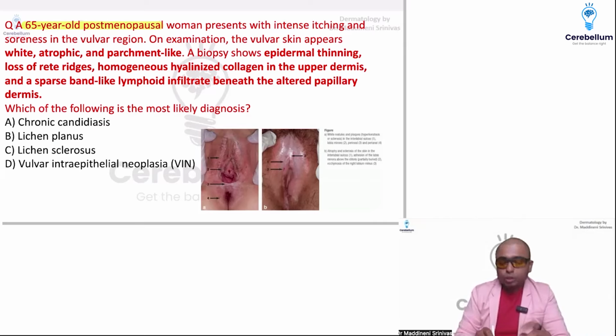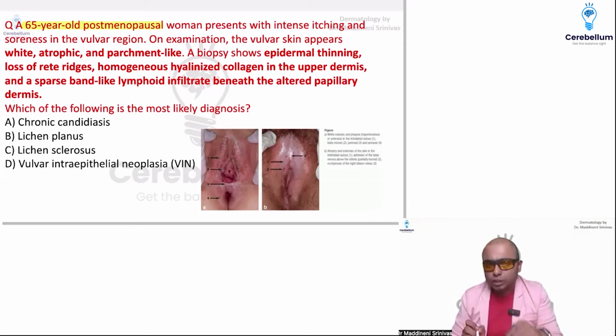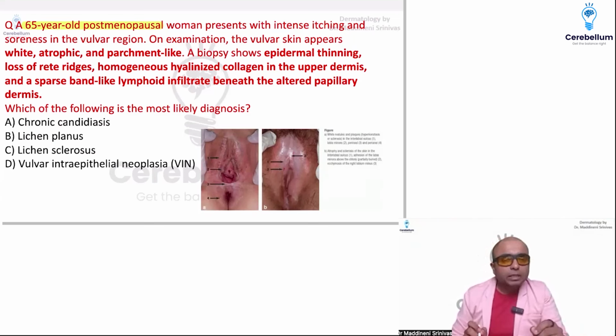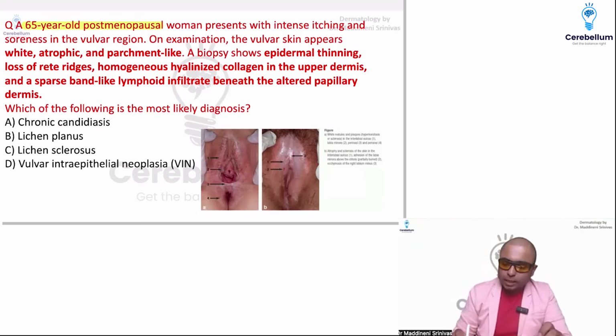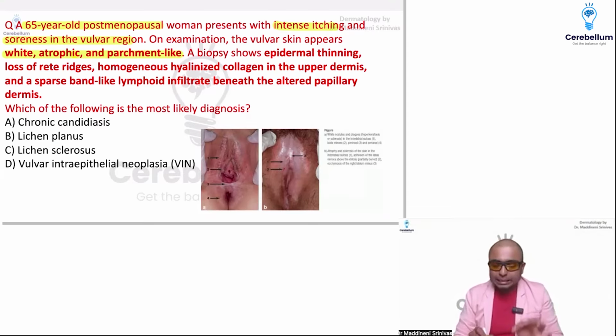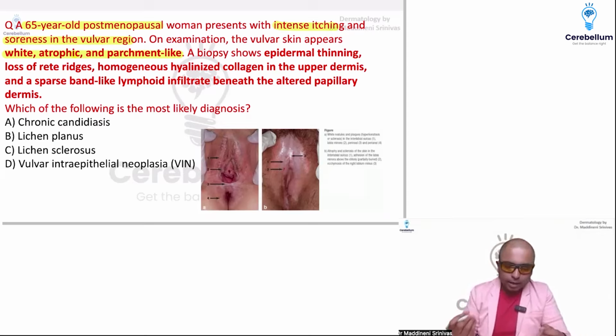Elderly post-menopausal woman: was this mentioned in the question today? Please put your feedback in the comments. A 65-year-old post-menopausal woman with intense itching and soreness in the vulvar region. Examination revealed white atrophic parchment-like skin. These words were described in the question, is what students told me. A white atrophic parchment-like lesion was seen over the vulva, with epidermal thinning, loss of rete ridges and hyalinized collagen. These were all points mentioned, is what students told me. So what is the most likely diagnosis?